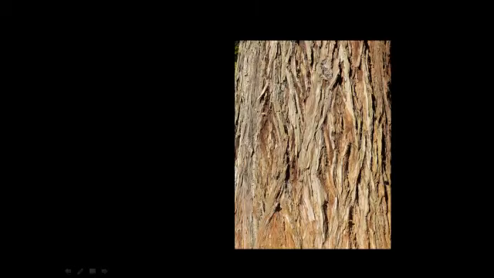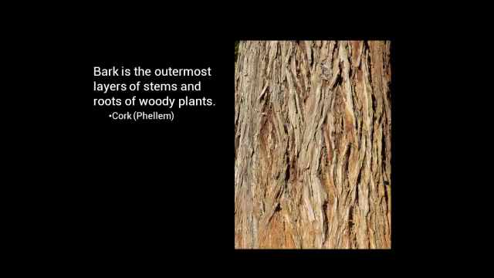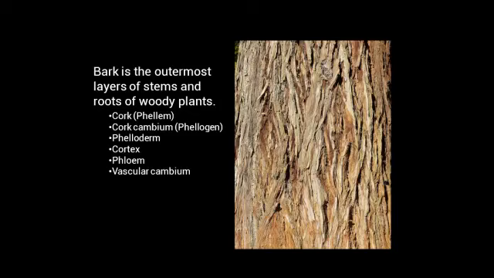I'll be doing my presentation on Redwood tree bark. Tree bark in general is the outermost layer of stems and roots of woody plants. It contains cork, cambium, phelloderm, cortex, phloem, vascular cambium, and xylem.